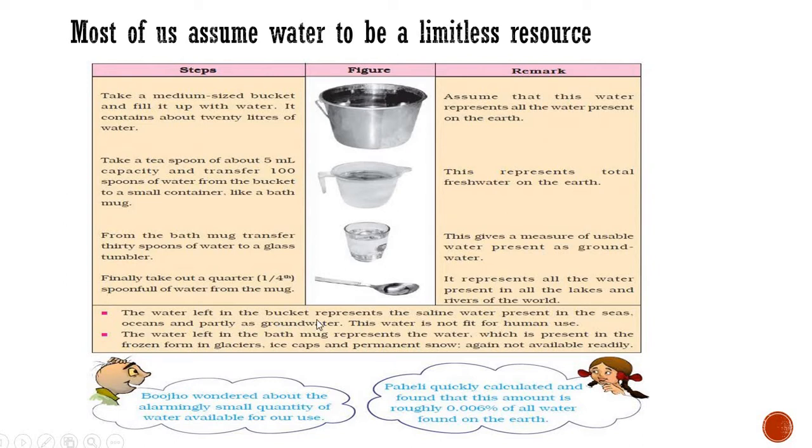Now what can we conclude? The water left in the bucket represents the saline water present in the seas, oceans, and partly as underground water. This water is not fit for human use. Why is it not fit for human use? It is because it is saline water present in the seas and oceans, and partly underground.